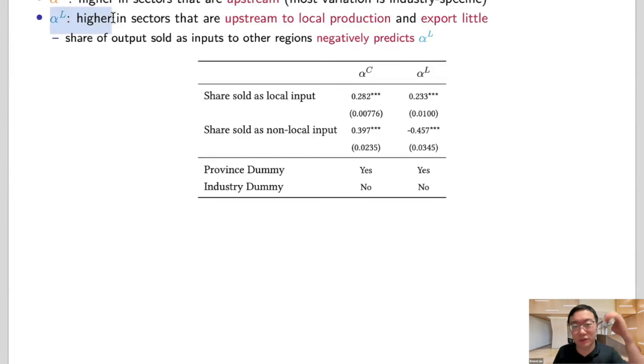The local planners want to subsidize sectors that are upstream, but only to local production. They don't want to subsidize industries that send inputs elsewhere. So they want to subsidize sectors that actually export little. If you regress the share of output sold to other regions as inputs, well, that's an upstream sector. So the central planner has an incentive to subsidize it, and the local planner has an incentive to tax it.